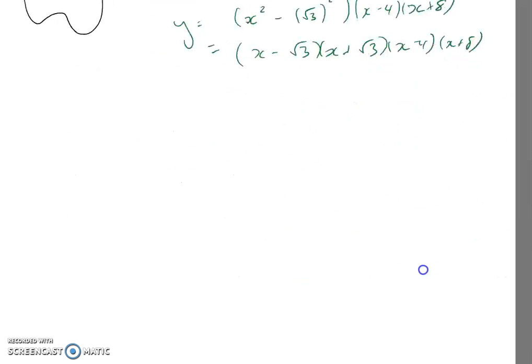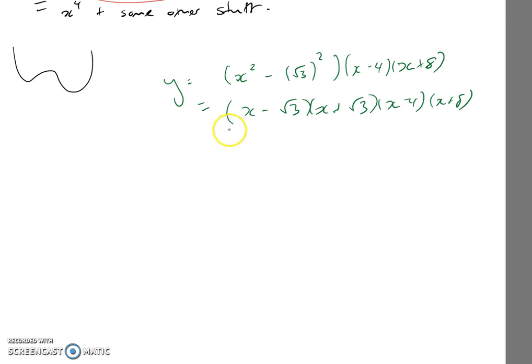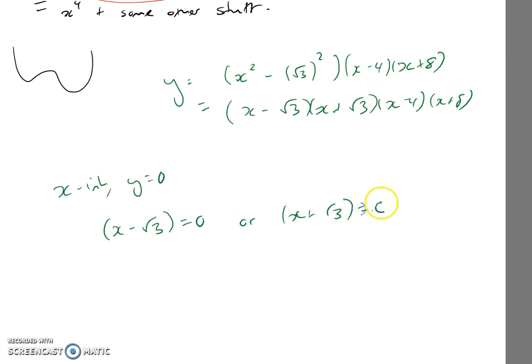Okay, and so that's a quartic that goes through root 3, negative root 3, 4, and negative 8, because the way you get the x-intercepts is you make y equal to 0, which means that x minus root 3 is 0, or x plus root 3 is 0, and so on. So x is root 3, or x is negative root 3, or x is 4, or x is negative 8.